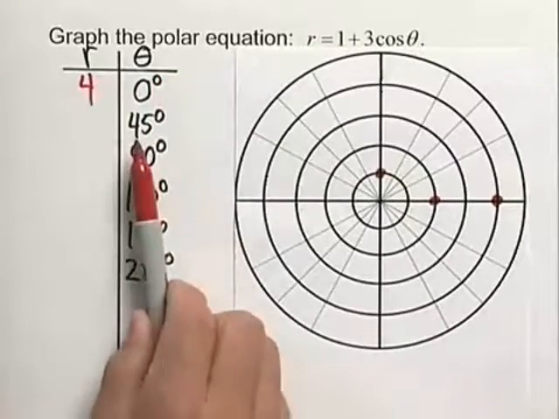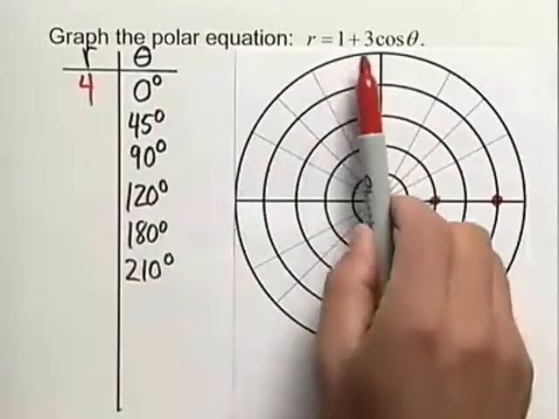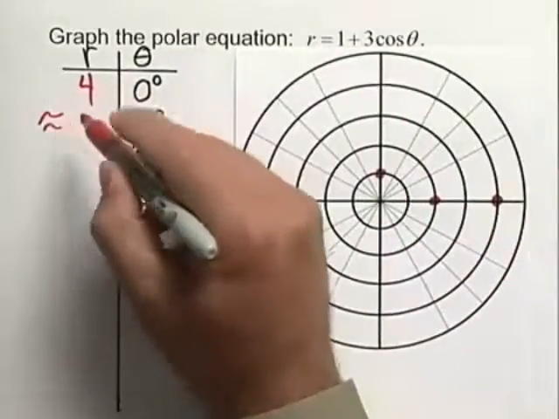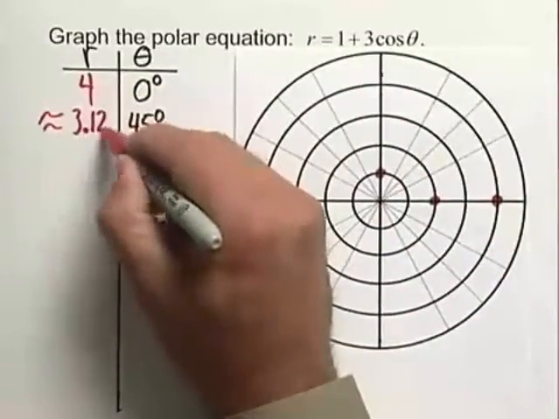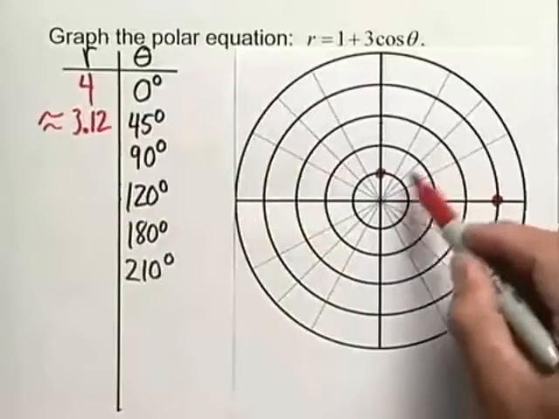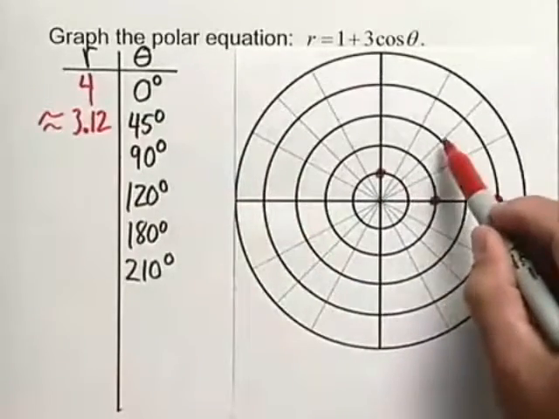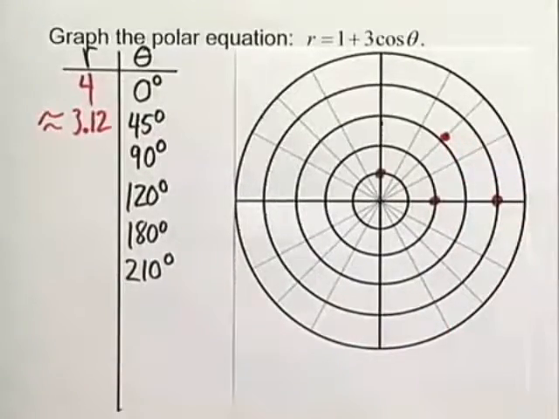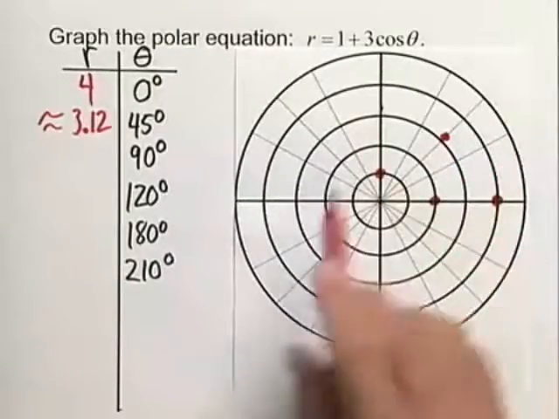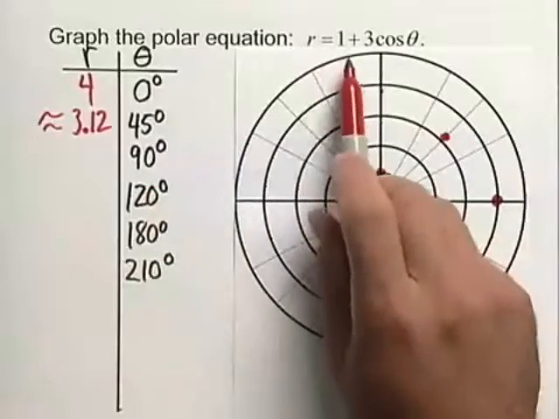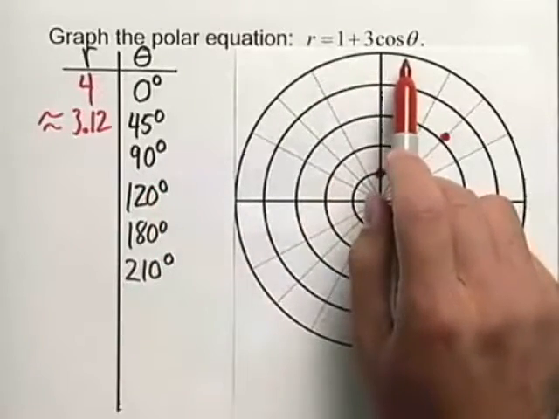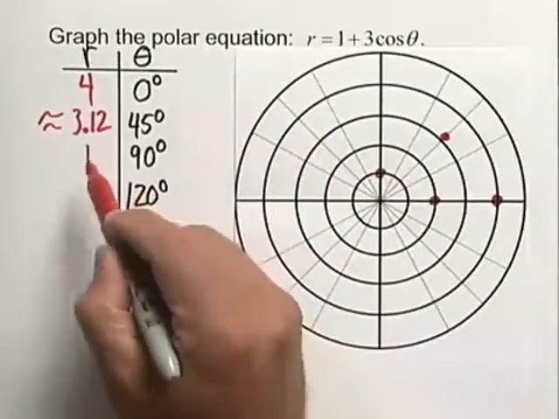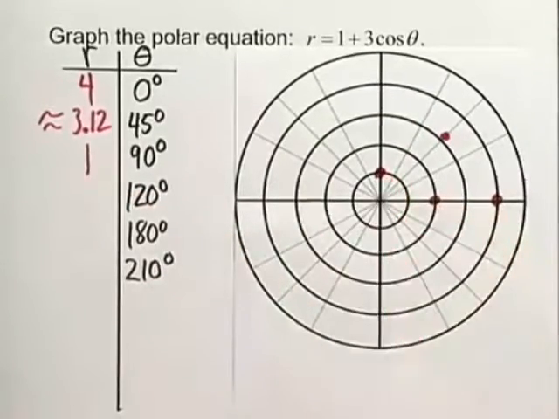All right, now let's plug in 45. 1 plus 3 times the cosine of 45, we're going to get an approximate answer here of about 3.12. So working on the 45-degree angle, we're going to go 1, 2, 3, and just a smidge outside of that for 3.12. Let's work our way over to 90 degrees. We're going to have 1 plus 3 times the cosine of 90 degrees. Cosine of 90 we know to be 0, so this will simply be 1, and we have that graph already right here.